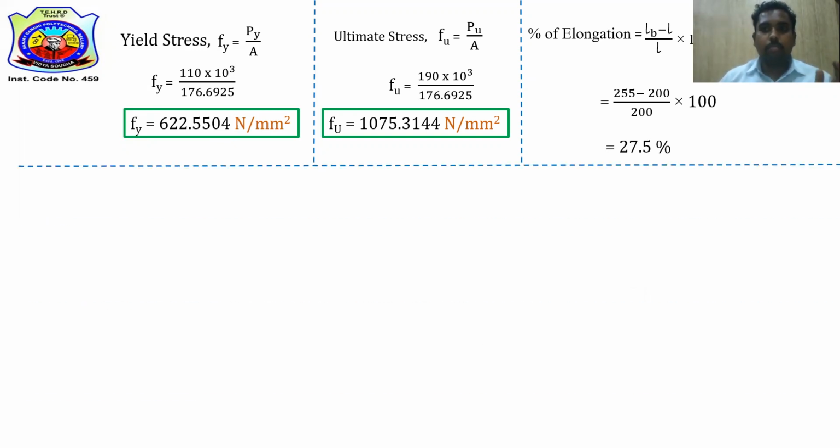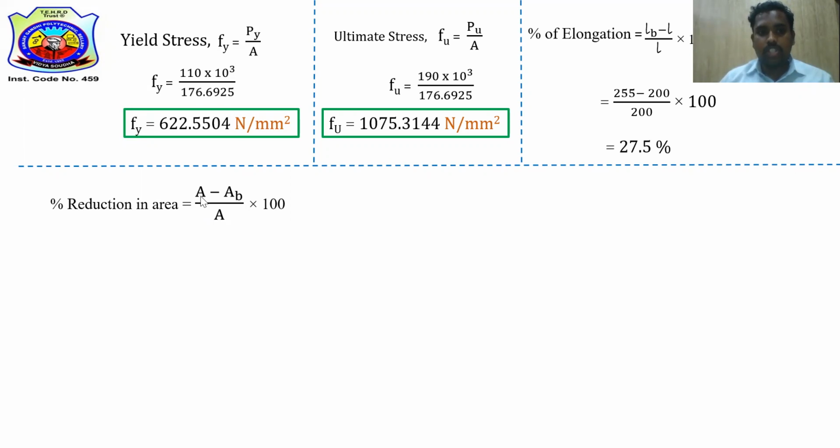Okay. The next step is percentage reduction in area. Always remember, students, if it is elongation, then it is in terms of length. If it is reduction in area, then it is in terms of area. He has mentioned clearly that it is reduction in area. The formula is (A minus Ab) by A, into 100.